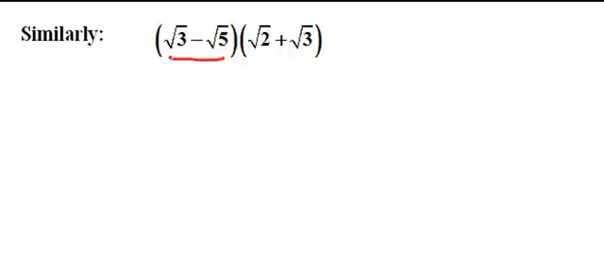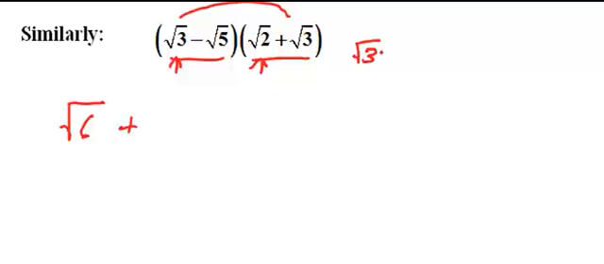This problem is very similar. We have a binomial times a binomial. So we're going to multiply the first times the first. Well, they're both square roots, so we can push them together under one square root. 3 times 2 is 6. Outer times outer, well, it's going to be positive. Square root of 3 times square root of 3 is 3.